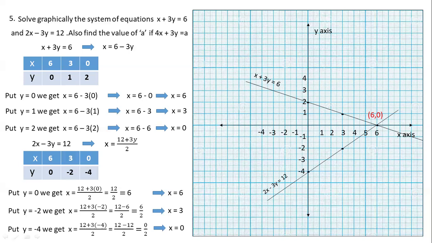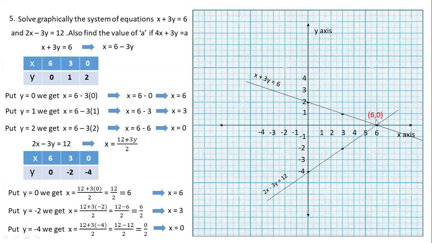If you extend this line, it will diverge off. If you extend this way, it will also diverge off. So they are diverging lines. There is only one point of intersection, and therefore we say it's a unique solution. Understand?